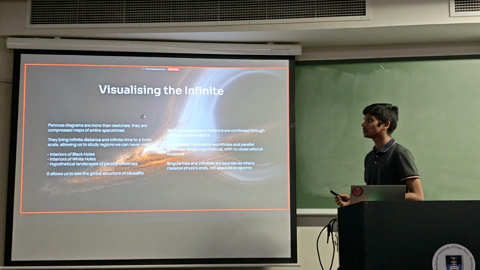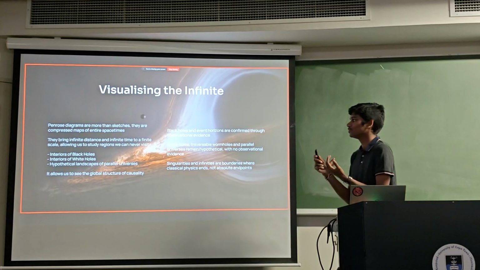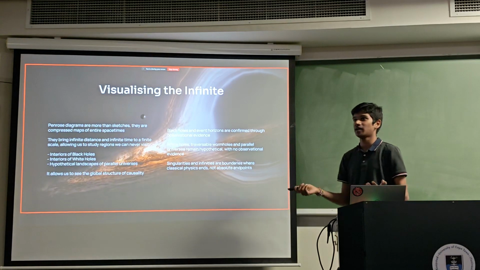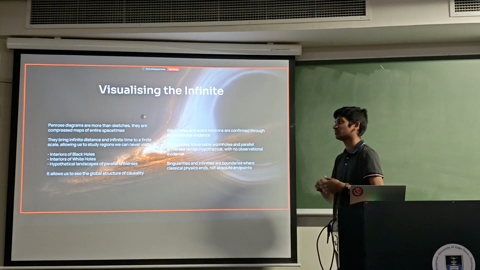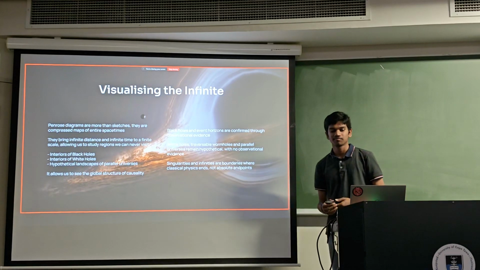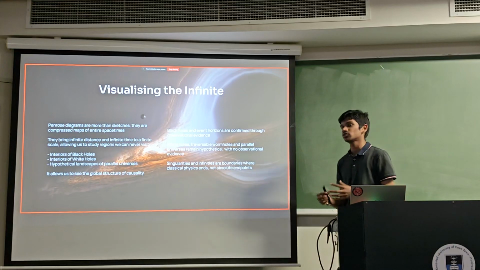And by understanding infinity, we also have side effects where we can understand and discover new objects or regions of space-time. We have the interior of black holes, which we've never visited. We have the interior of white holes, which we've never visited. And we have the hypothetical landscape that parallel universes exist. It also lets us see the global structure of causality.